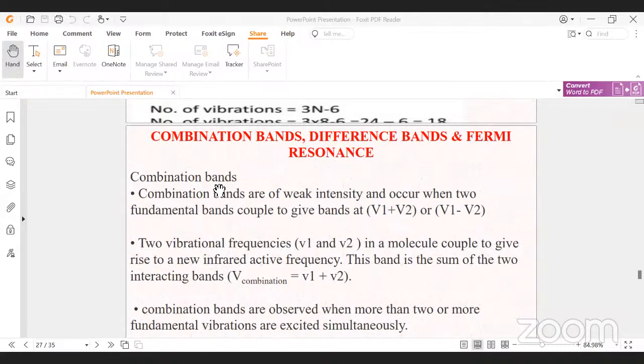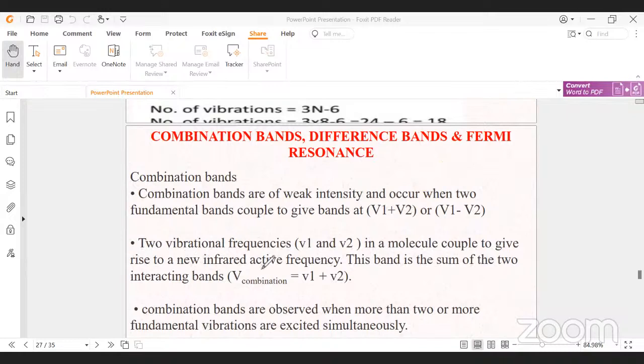V1 plus V2. For example, we have levels V0, V1 and V2. The transition from V0 to V1 and the transition from V1 to V2 are two bands. The combination of these two bands will give one band. This is a weak band like this, and this is also a weak band like this. The combination of these two bands will give a higher intensity. This type of weak band we call a combination band.